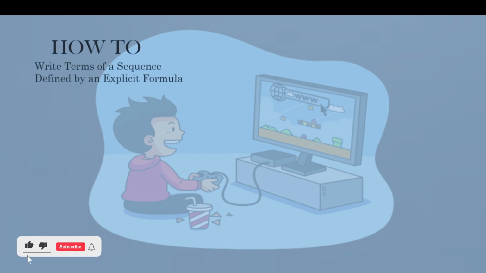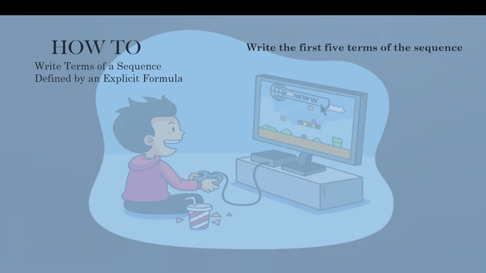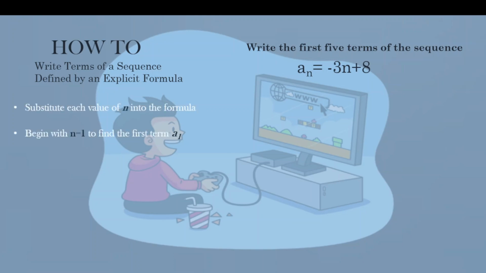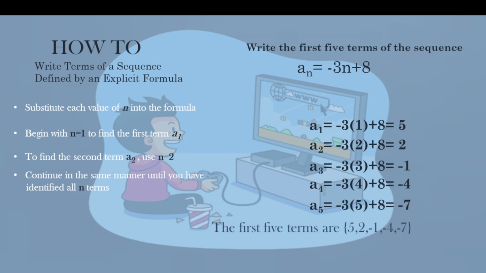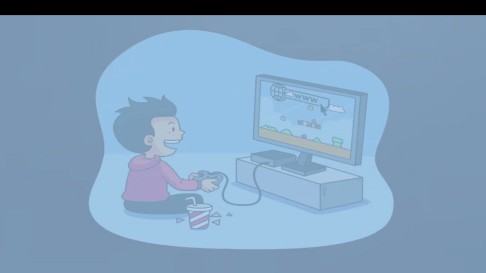Now, if we want to know how to write the terms of a sequence defined by a formula, we will be given a formula and we have to write their first 5 terms. We will substitute each value of n in the formula. We will begin with n equals 1 to find the first term. For the first term, we will simply put n equals 1, and to find the second term, we put n equals 2 and we get 2. Similarly, we will continue in the same manner until we get all the required terms. So the first 5 terms of the sequence are 5, 2, -1, -4, and -7.